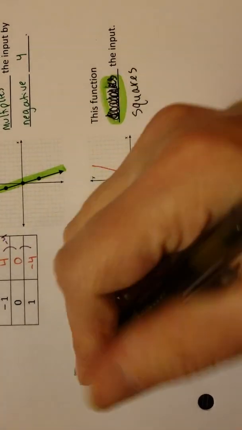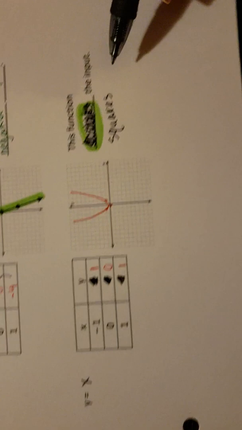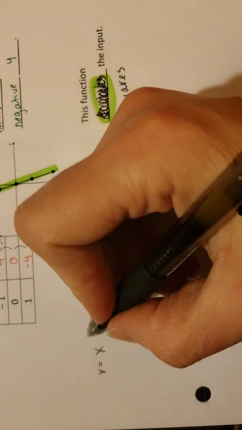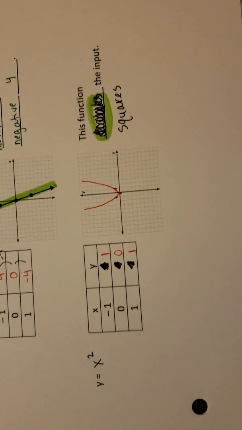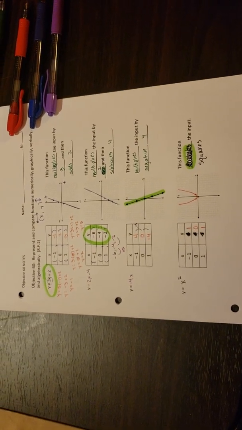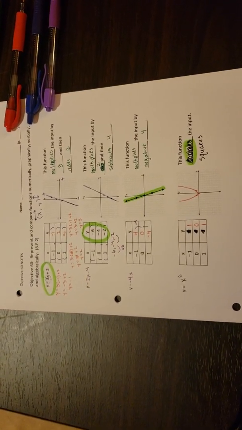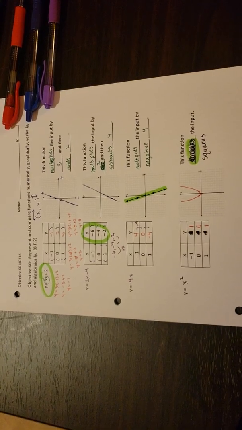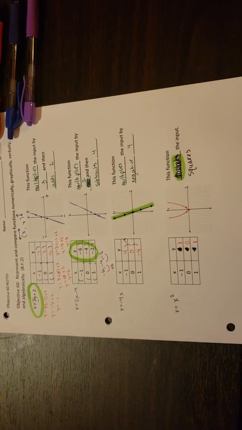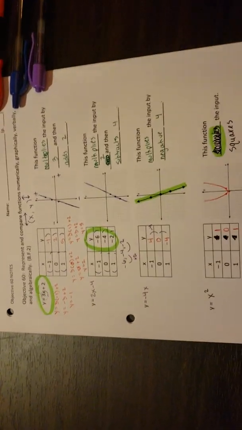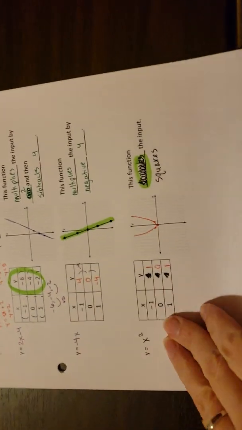Y equals something's happening to our x. It is being squared. Remember that square is an exponent of 2, so we'll just write x squared. So again, that's just showing you how you can represent a function a lot of different ways. These are just 4 of the ways, and also how you can fill in the information for the functions starting with different forms. So your homework is a matching activity.